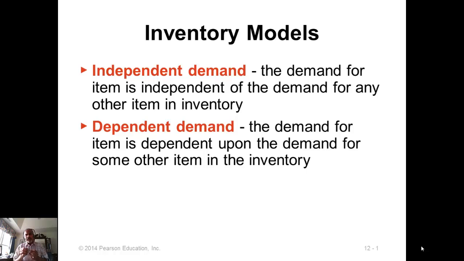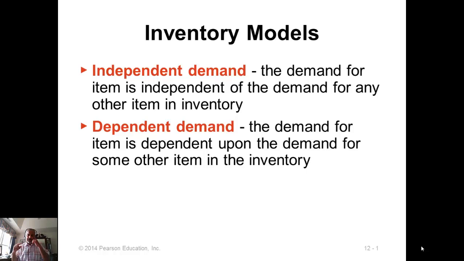So the demand for all these items, the individual components that go into the final product, is completely dependent upon the decisions we make in terms of how much to produce and when to produce. So these items are dependent demand items, dependent upon the production decisions we make.